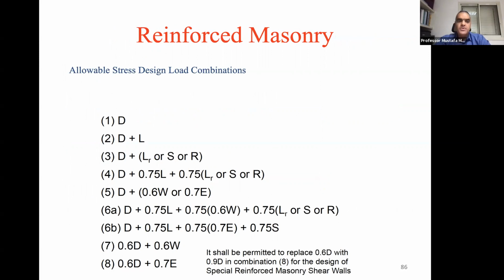So that's for the unreinforced masonry. Now we'll start with the reinforced masonry. So for allowable stress design, we use this set of load combinations. It's the same concept. The only difference here is that we use reinforcement in the reinforced masonry. This can be designed using ASD, allowable stress design, or strength design. If we are using ASD, we have to use this set of load combinations.